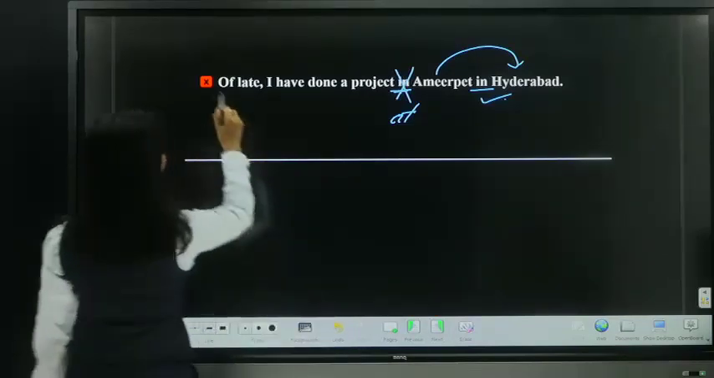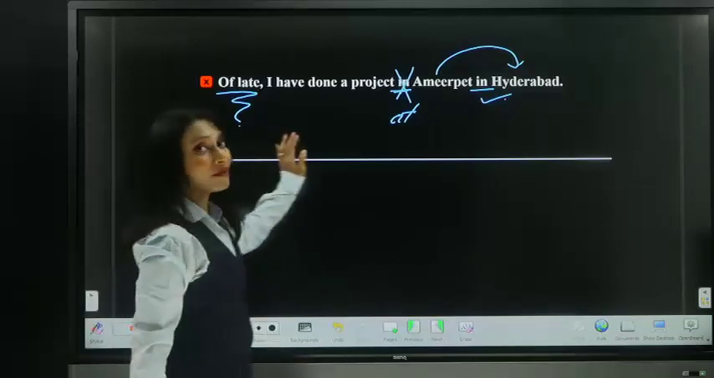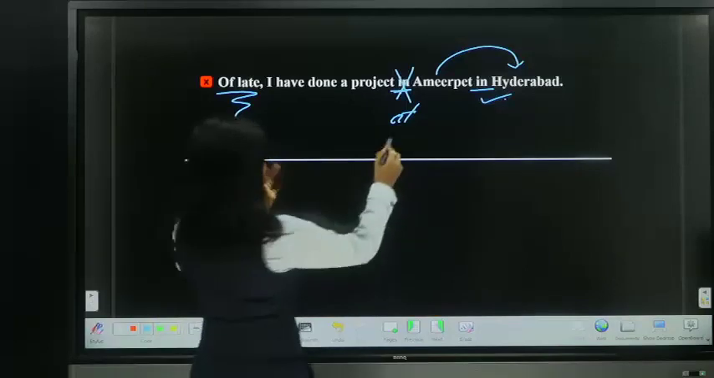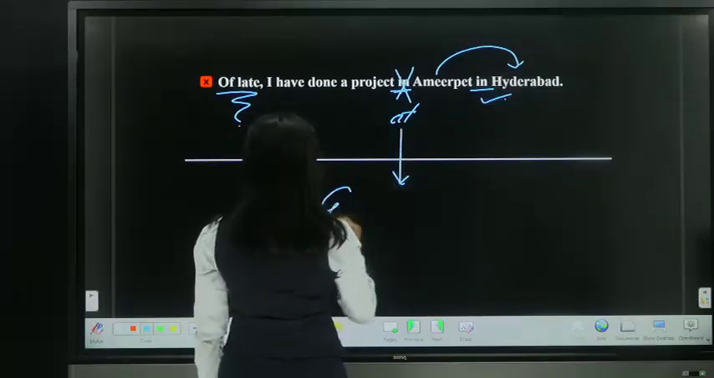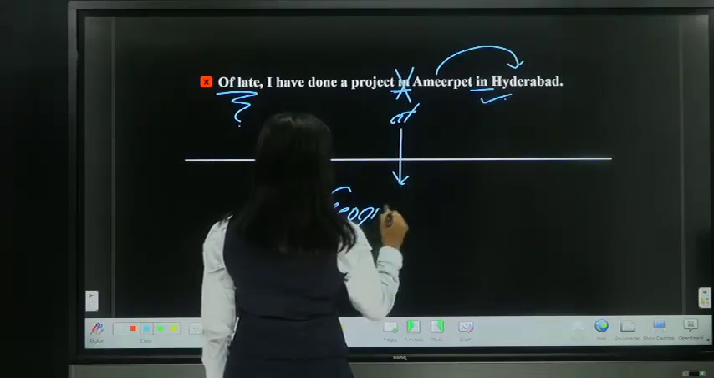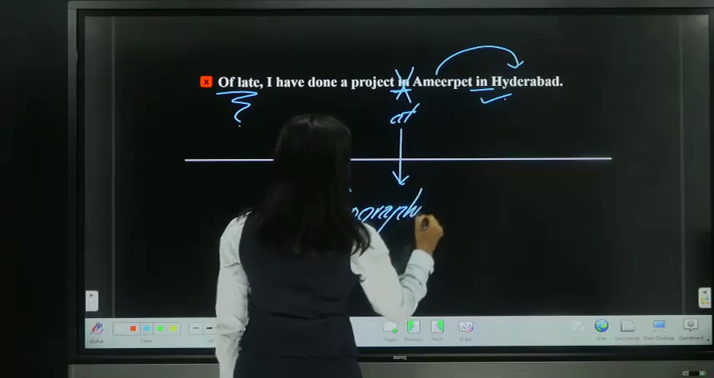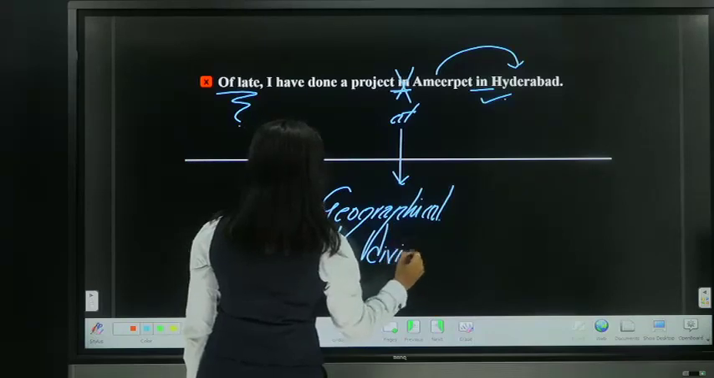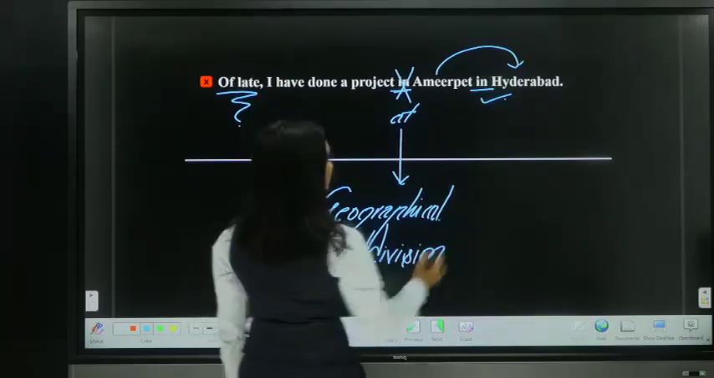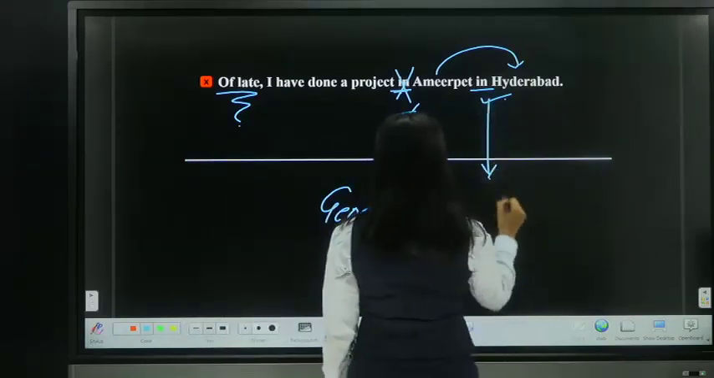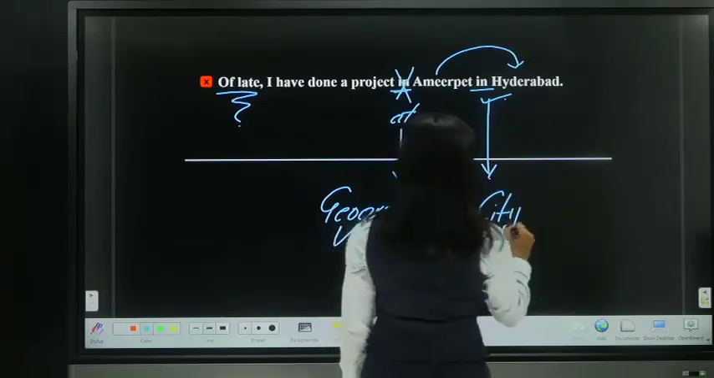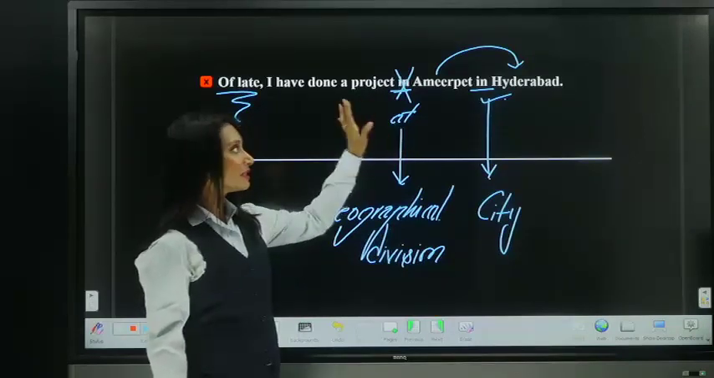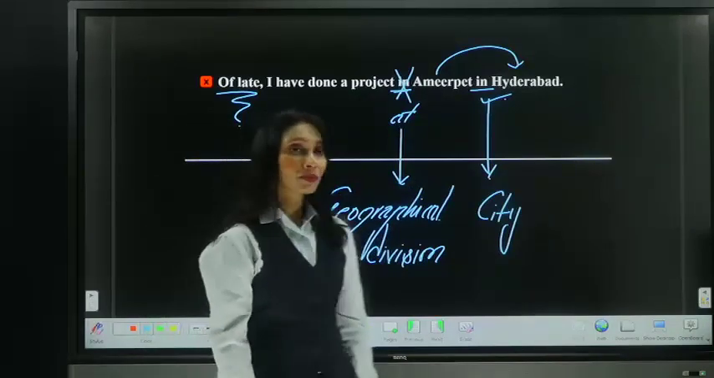Of late, that means recently, I have done a project at Amirpet in Hyderabad. At is used for the geographical division, whereas in here denotes the city. So do remember the difference here. So, at Amirpet in Hyderabad. I hope it is clear, guys.